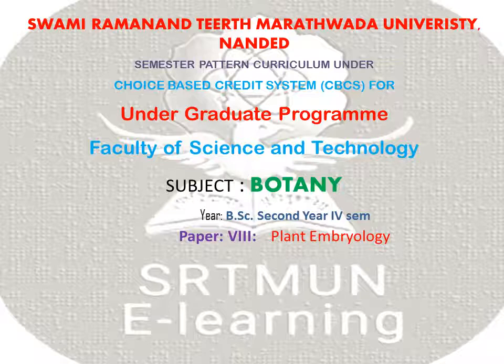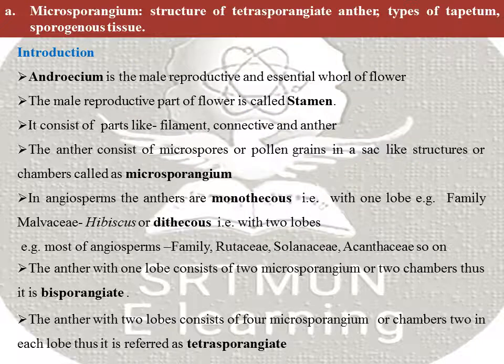Now, students, in the last lecture we saw the basics of embryology. Today we will discuss the microsporangium, structure of anther and TS of anther. Now, start: microsporangium, structure of tetrasporangiate anther, types of tapetum, sporangious tissue.